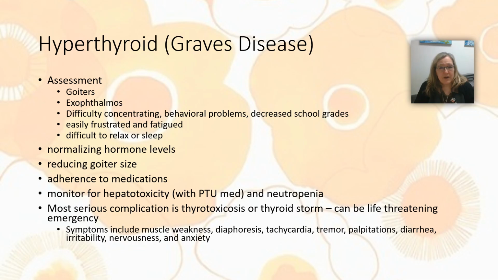Other things you might see are those enlarged eyes. The eyes may protrude and look like they're coming out of the head. That's called exophthalmos. The child might also have some behavioral manifestations like difficulty concentrating, decrease in school grades, and it can look a lot like ADD type symptoms.